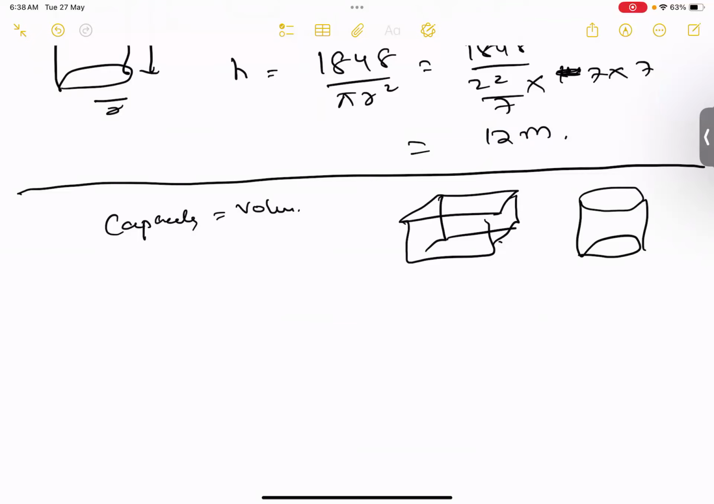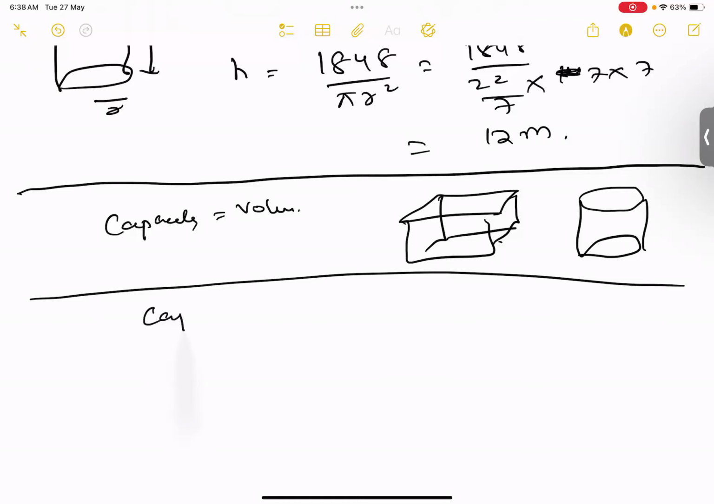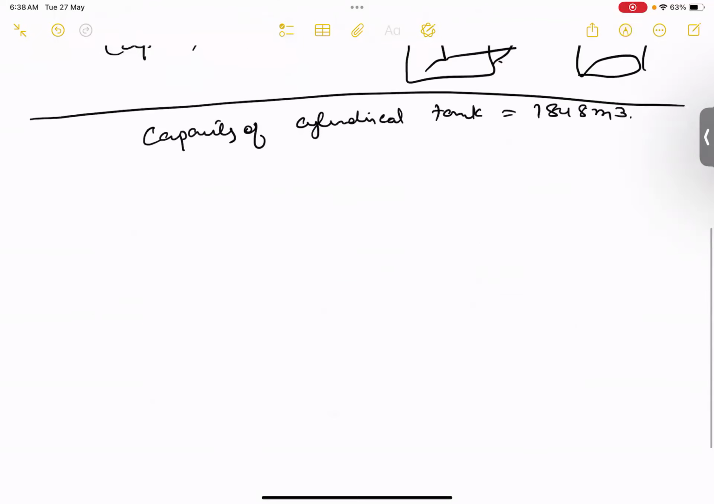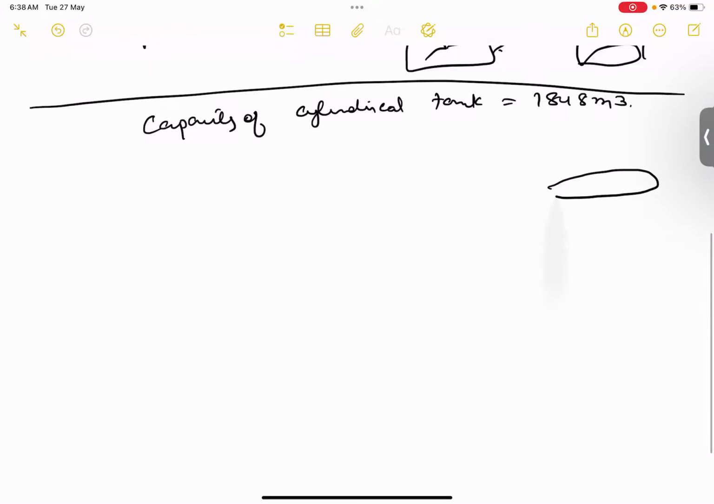So in the given question, it says that the capacity of a cylindrical tank is 1848 meter cube. Okay. So what it means here is that the capacity is nothing but the volume. Okay.